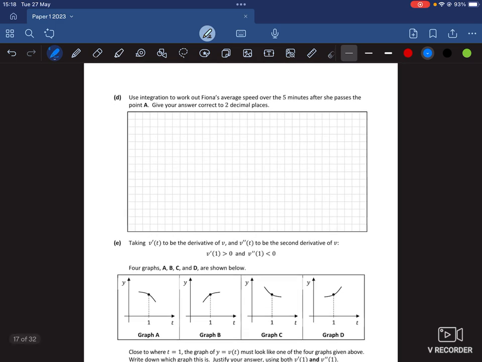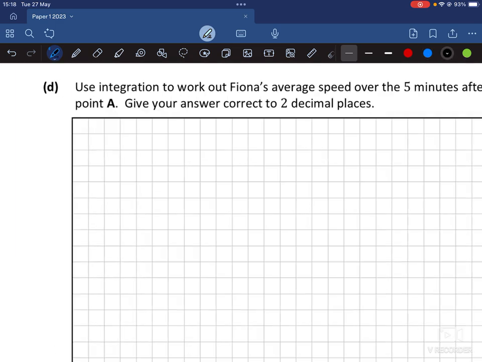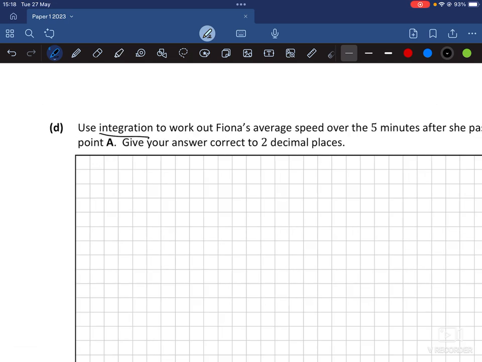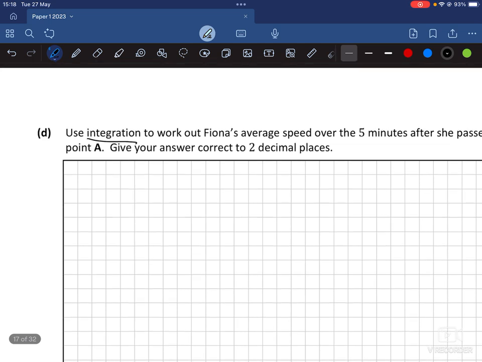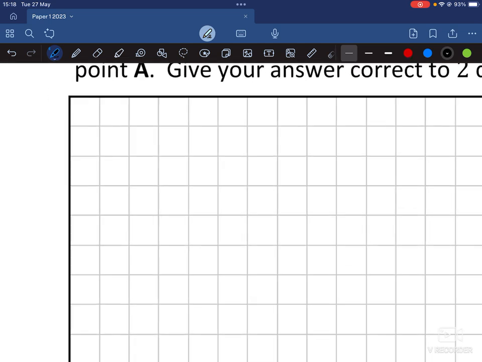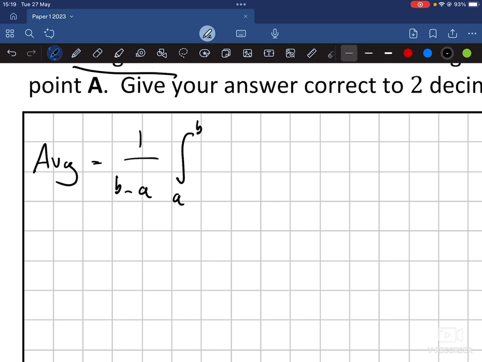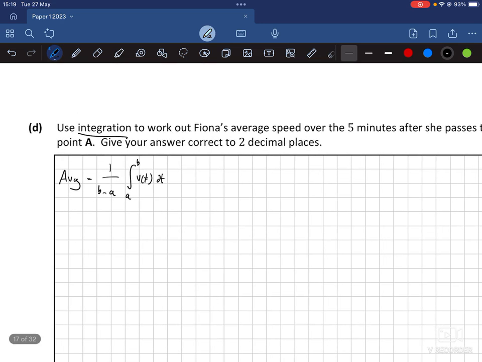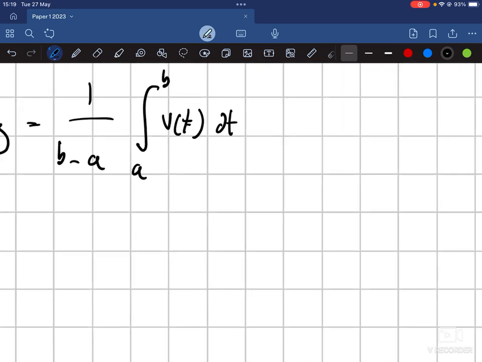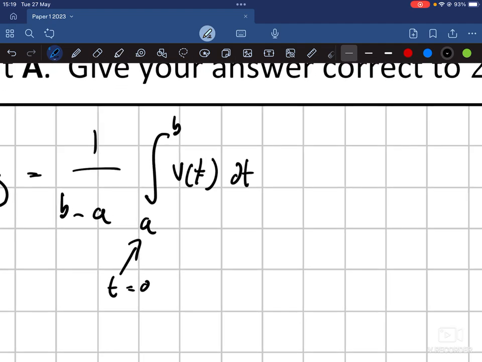Now, then we're asked to use integration. So you need to integrate to get any marks, to work out Fiona's average speed over the 5 minutes after she passes the point A. So this is the average integral. So let's say 1 over b minus a integral from a to b of v of t dt, or dx, doesn't really matter. Then you kind of have to figure out what a and b are. So a is when we're starting. So when we start, the time is 0, and then it's over the 5 minutes, so 5.